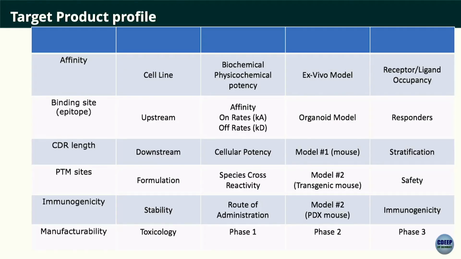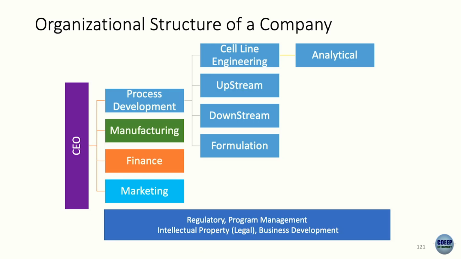Mouse model, all these can be transgenic mouse model, one can do it, and then some designed mouse model one can do it. So these are the total product profile, all the way from safety, immunogenicity, one can go for phase 1, phase 2, phase 3. So this takes manufacturability, toxicology, phase 1, phase 2, phase 3, and then we are ready to do that.